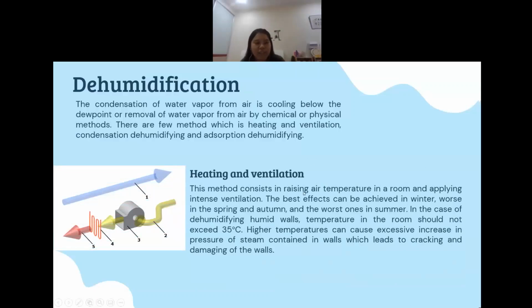For heating and ventilation, this method consists of raising the air temperature in a room and applying intense ventilation. The lower the external temperature and the higher the temperature of the dehumidified room, the more effective the method. The best effect can be achieved in winter, worse in spring and autumn, and the worst in summer. In case of dehumidifying a humid wall, the temperature in the room should not exceed 35 degrees Celsius. High temperature can cause an excessive increase in the pressure of steam contained in the wall, which leads to cracking and damaging of the wall.